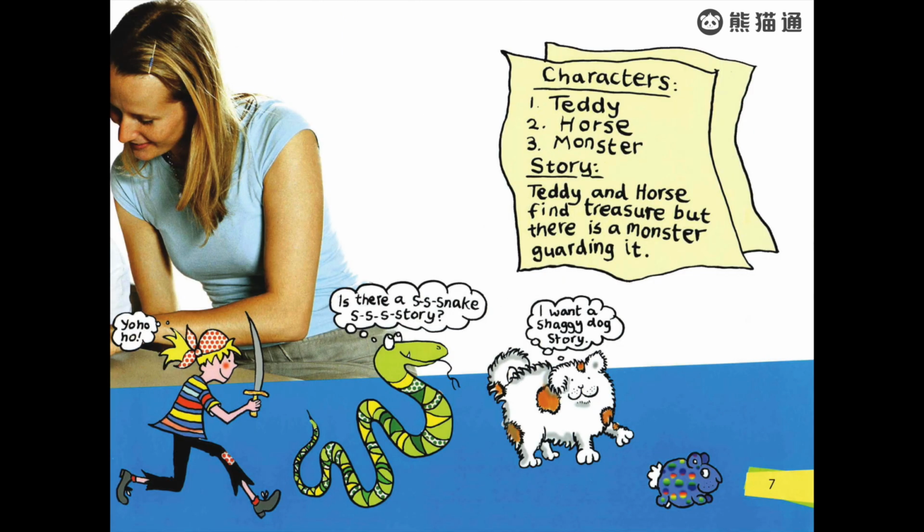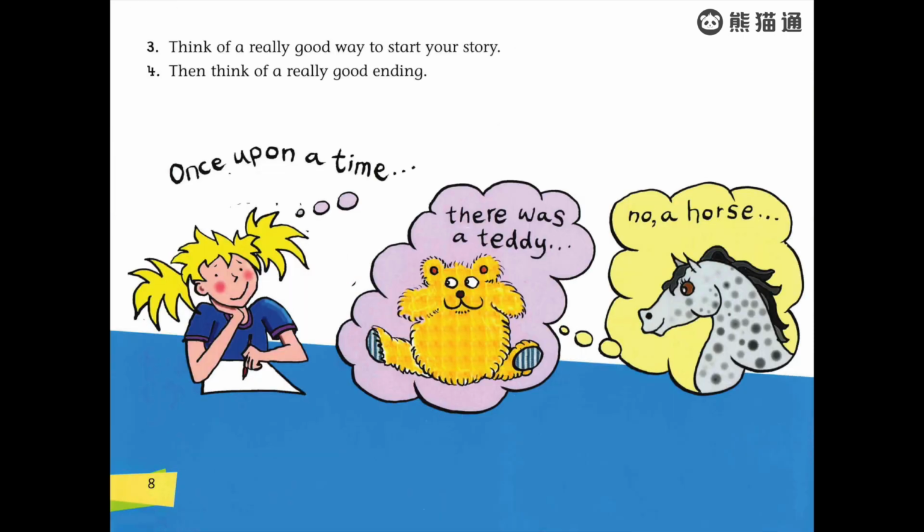Characters. 1. Teddy. 2. Horse. 3. Monster. Story. Teddy and Horse find treasure, but there is a monster guarding it. 3. Think of a really good way to start your story. 4. Then think of a really good ending.